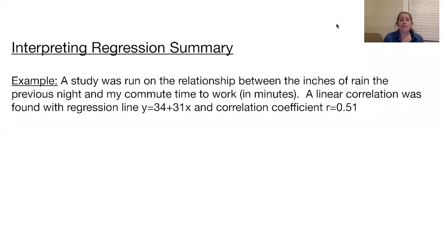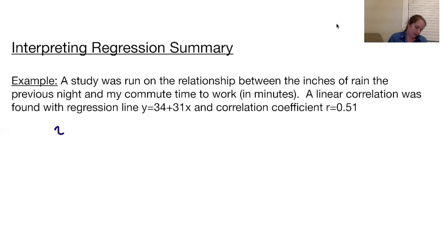So now let's go ahead and look at interpreting regression, just sort of a summary video. In this case, we're going to essentially write a paragraph interpreting all the information we have. In this example, a study was run on the relationship between the inches of rain the previous night and my commute time to work in minutes. A linear correlation was found with a regression line y equals 34 plus 31x and correlation coefficient r equals 0.51.